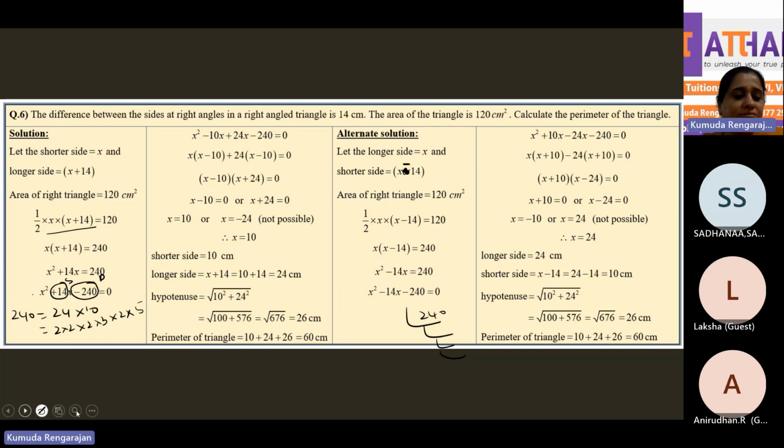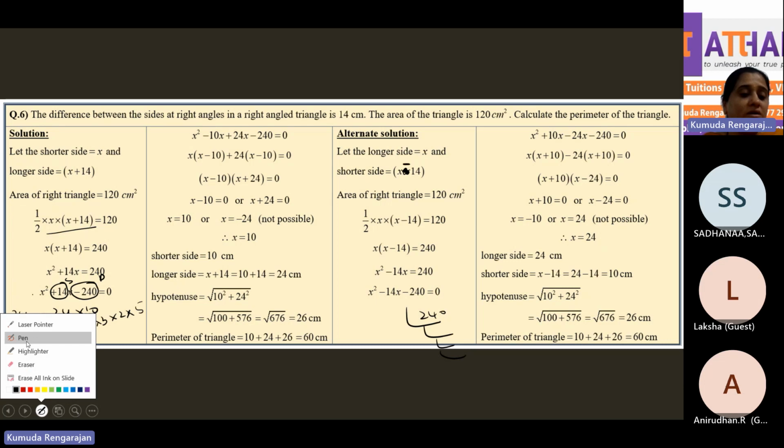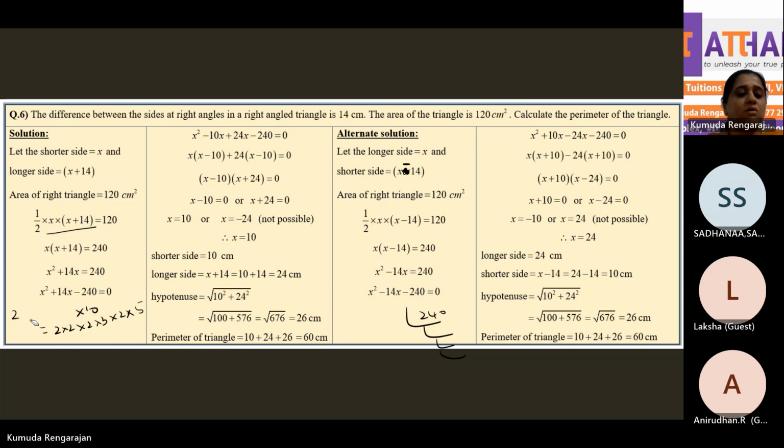So that way, what is the sum and what are the two numbers? What are the two numbers? Plus 24 and minus 10. Because the sum will be plus 14 and the product is minus 240. Split the middle term. Have we learned this in 8th standard, all of you? Yeah. Split the middle term.